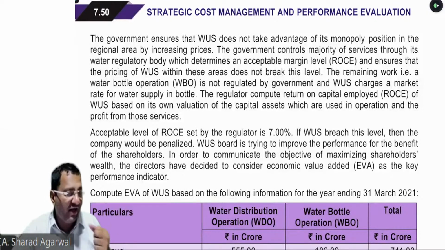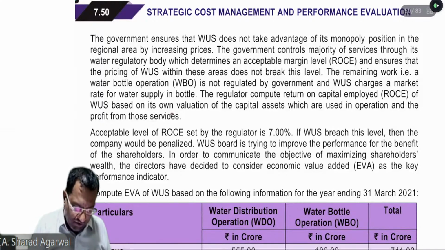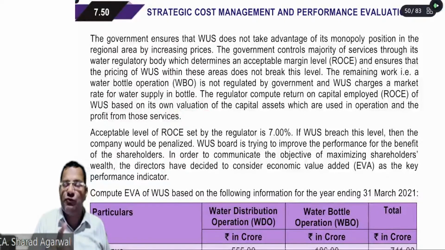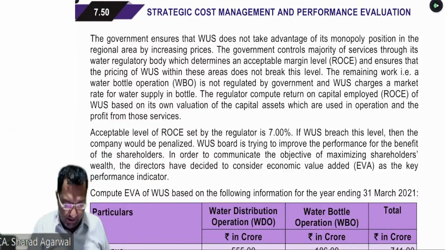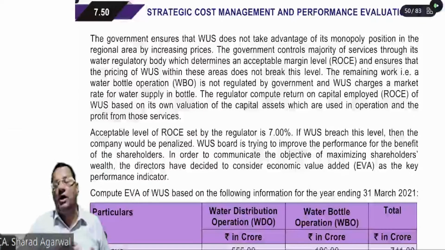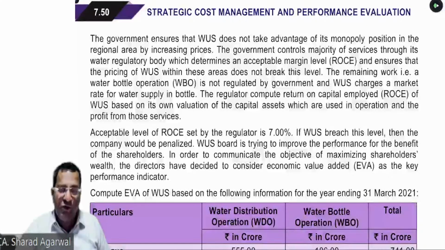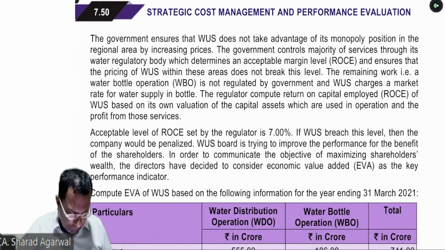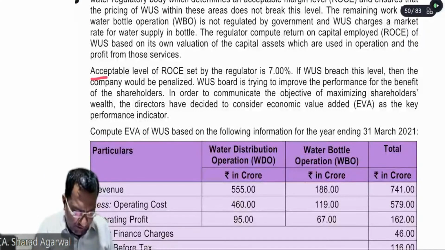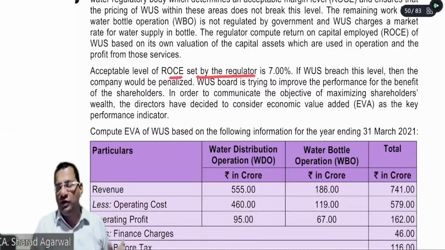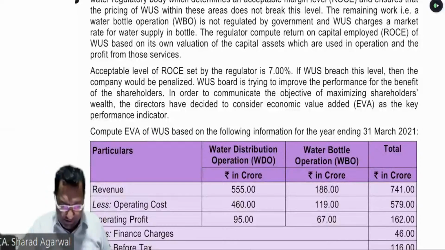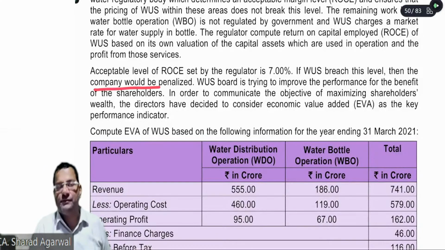Then how will that acceptable ROCE be calculated? Valuation of capital assets will be done by the water regulatory body, that has to be accepted, and the profit will be taken which we have earned in this business. Important point is our valuation of capital assets is not required. The water regulatory body will itself value the assets involved in water distribution system. Okay. Acceptable level of ROCE set by the regulator is 7%. उन्होंने बोल दिया if you want to earn till 7% you can easily earn, but if anything earned beyond that then the company would be penalized.